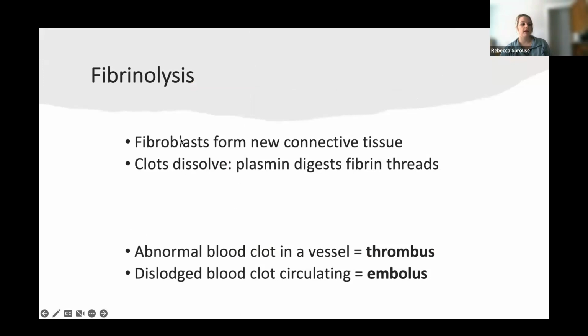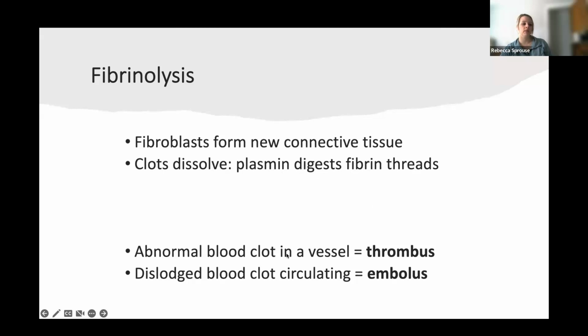So what's going to happen is the fibroblasts, which are cells that promote collagen synthesis, are going to form new connective tissue to make that blood vessel wall, and clots are going to dissolve so that we can restore blood flow to that area. It's kind of like building a new bridge. And we have something called plasmin that's going to digest that clot when this starts occurring.